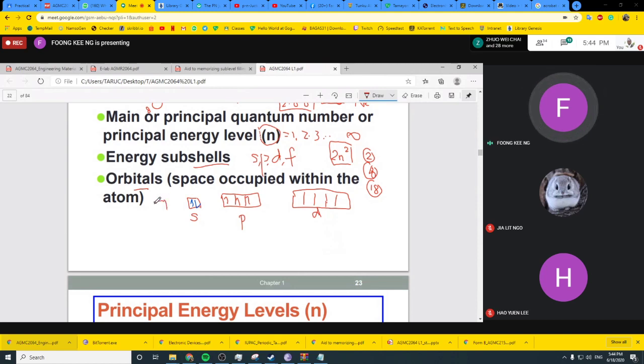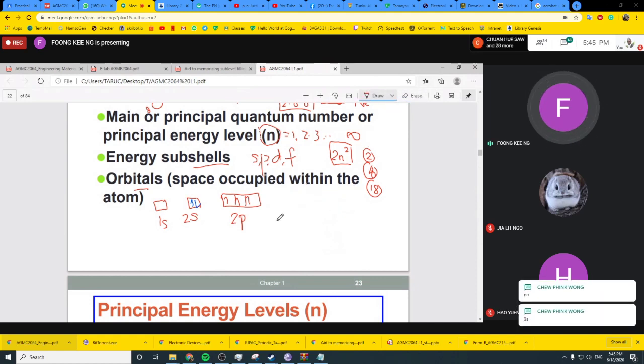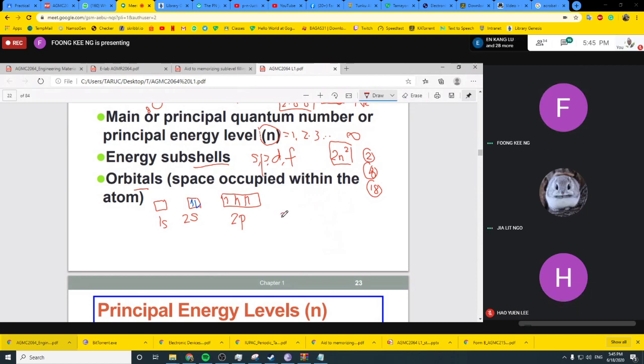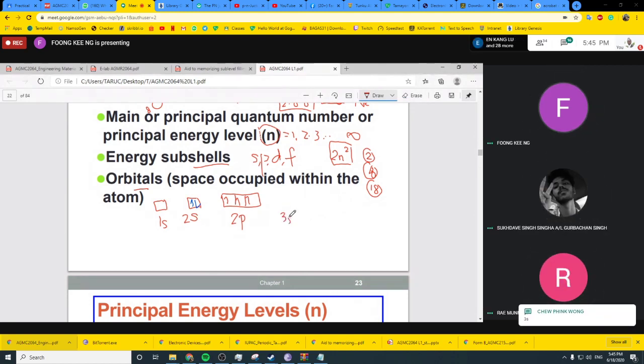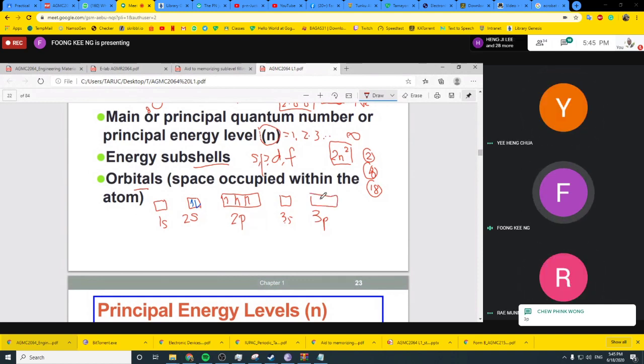So basically, I miss out one here. What should this box be? Anyone? This should be 1s. This should be 2s. This should be 2p. Is there a 2d there? No, there's no 2d. So let's erase this. All right. The next level that you go to should be what? 3s. Yes, very good. How many boxes there? One now. S is one. So next one is what? 3p. How many boxes there? 3 boxes. Good. All right.